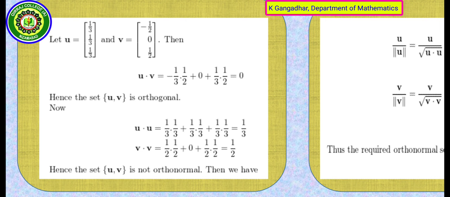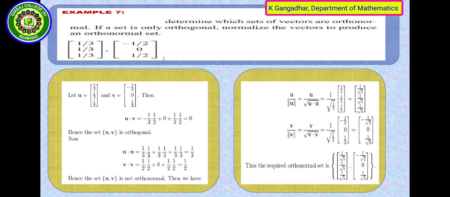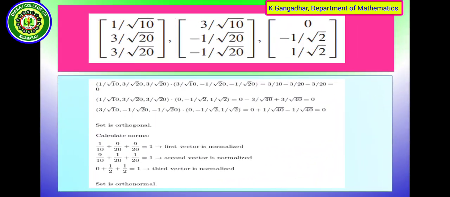So u dot v is 0, but u dot u and v dot v are not equal to 1, which means u comma v is not an orthonormal set.